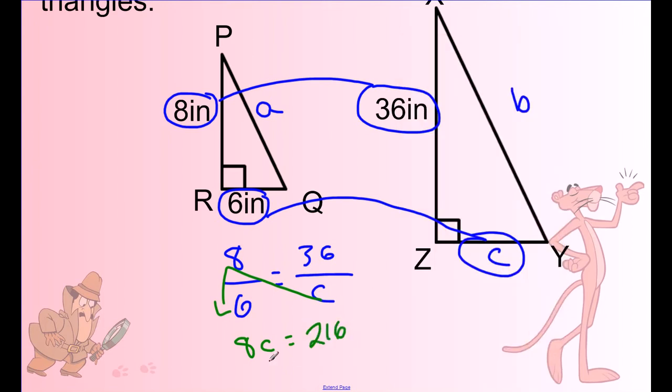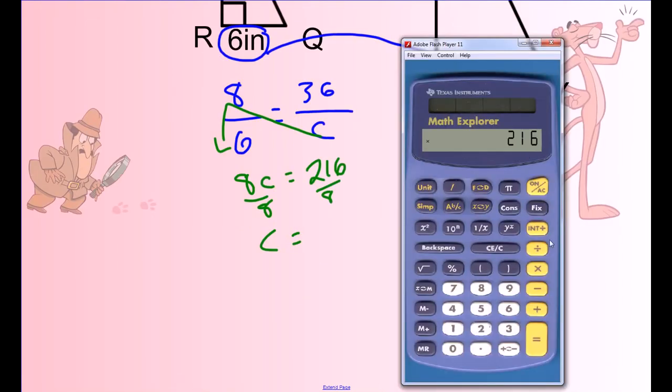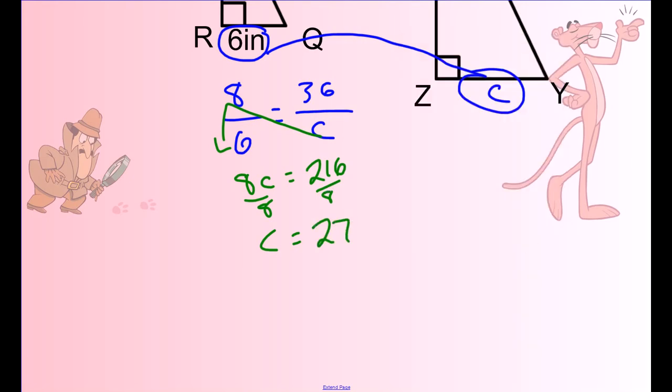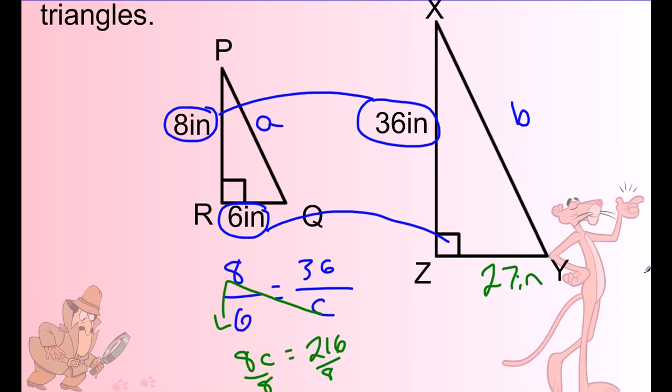216. Divide by 8 on both sides, and C equals 216 divided by 8, which equals 27. Does that make sense? Yeah, it looks like it fits roughly in the picture. So this side C, I now know is 27 inches. All right, one down, two to go.